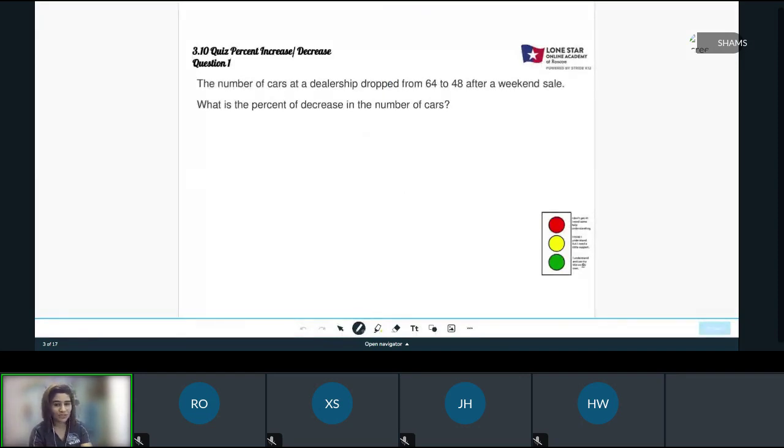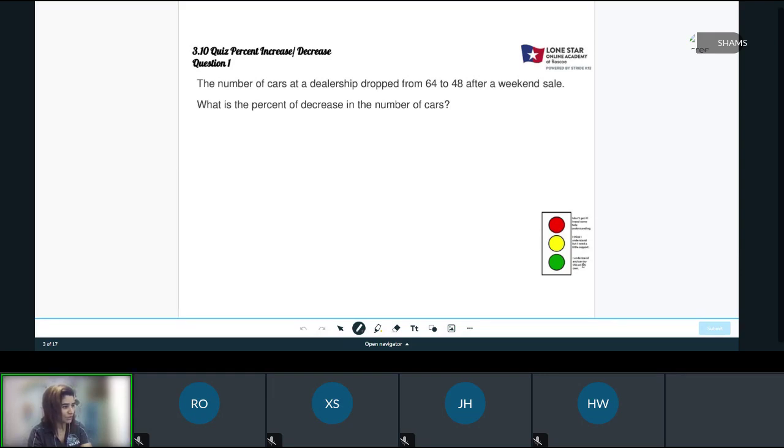Question 1 was 3.10, percent increase or decrease. This is the first variety and I have 3 varieties for each. If this is not your question, wait for your question. The number of cars at a dealership dropped from 64 to 48 after a weekend sale. You want to find the percent of decrease. Let's go ahead, get started.